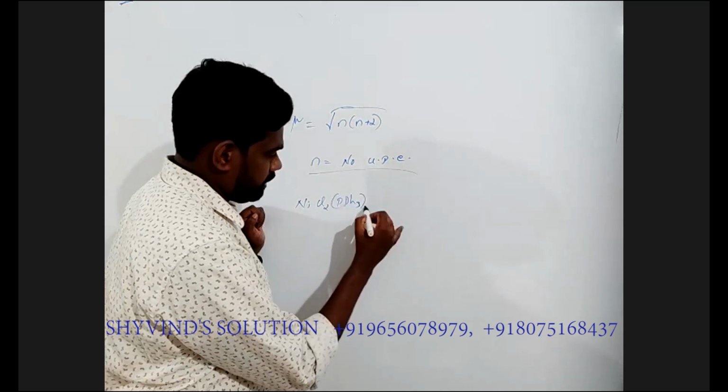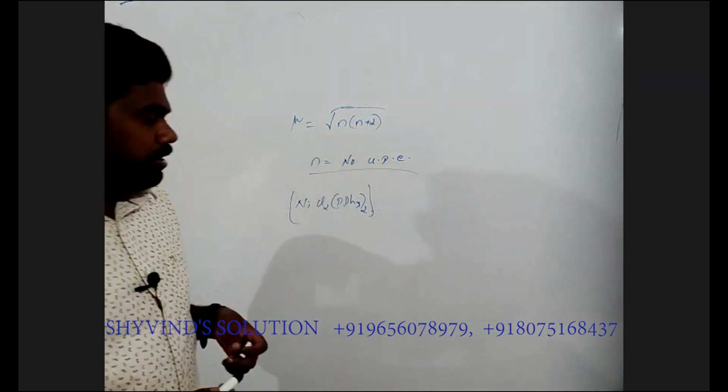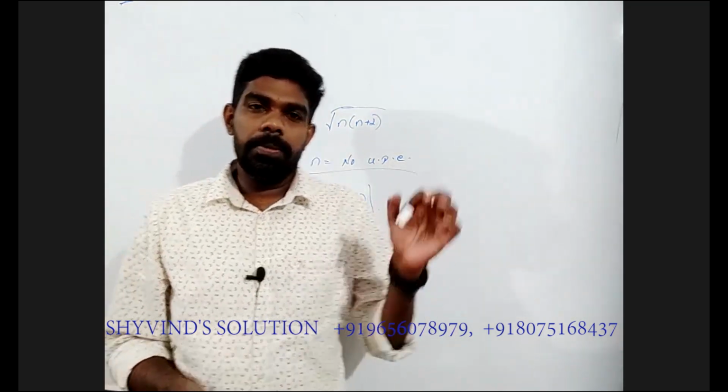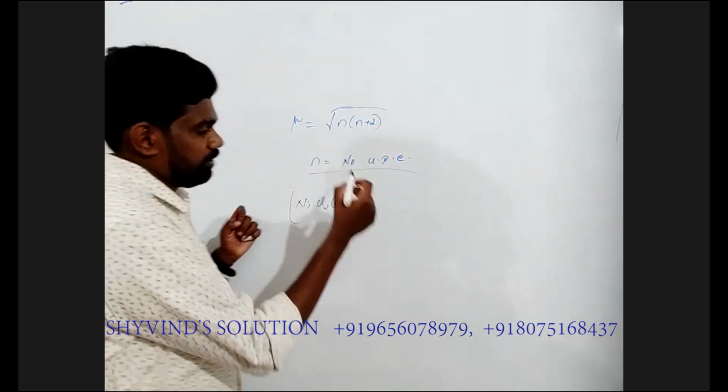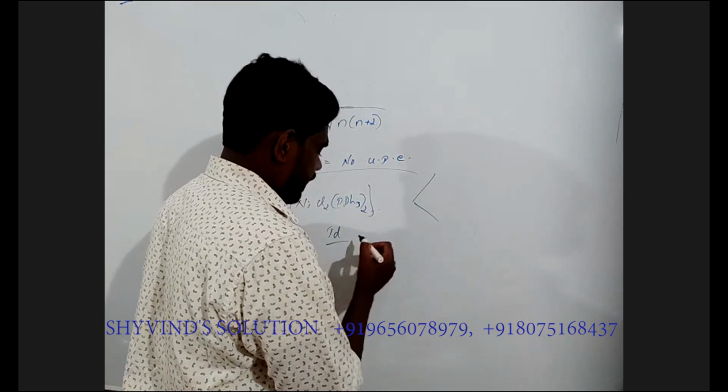The first molecule is NiCl2(PPh3)2. This is the molecule given. To solve this problem, we should know it's a 4-coordinated molecule. We should know whether it's a square planar molecule or a tetrahedral molecule. That's very important, then only we can find the number of unpaired electrons. So this is a tetrahedral molecule. We should know it.